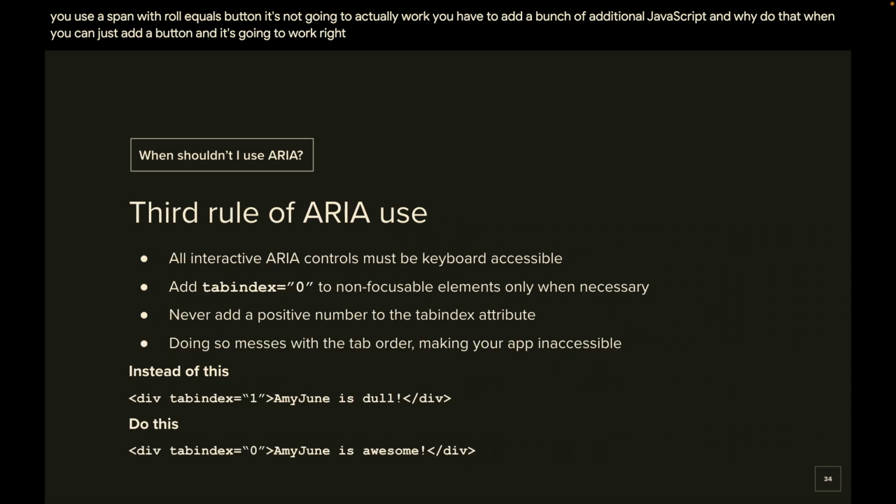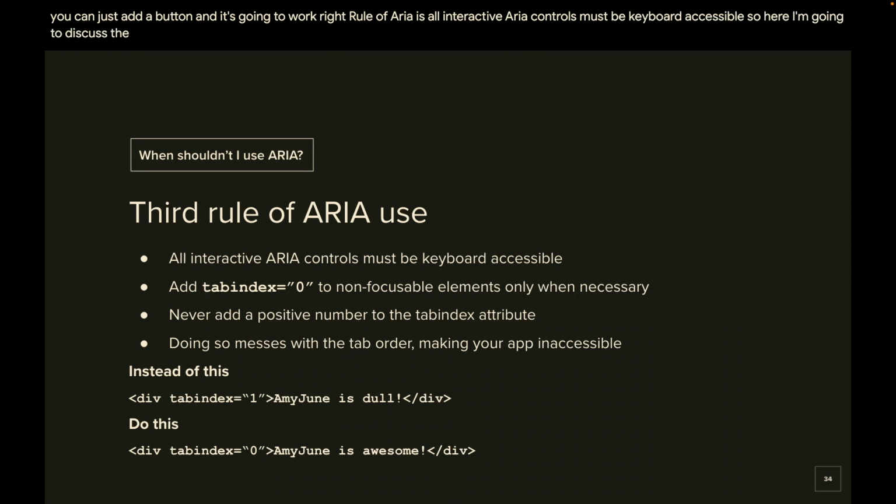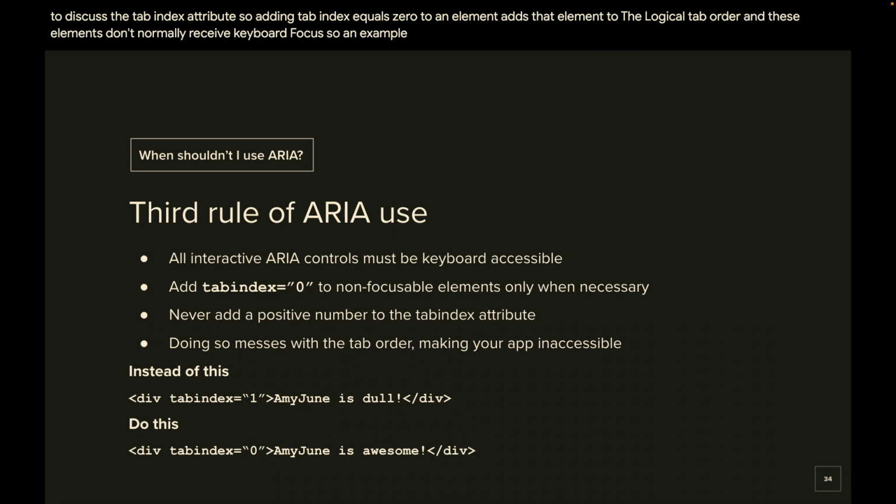The third rule of ARIA is all interactive ARIA controls must be keyboard accessible. So here I'm going to discuss the tabindex attribute. Adding tabindex equals 0 to an element adds that element to the logical tab order. And these elements don't normally receive keyboard focus. So an example would be a div tag and you add tabindex equals 0.